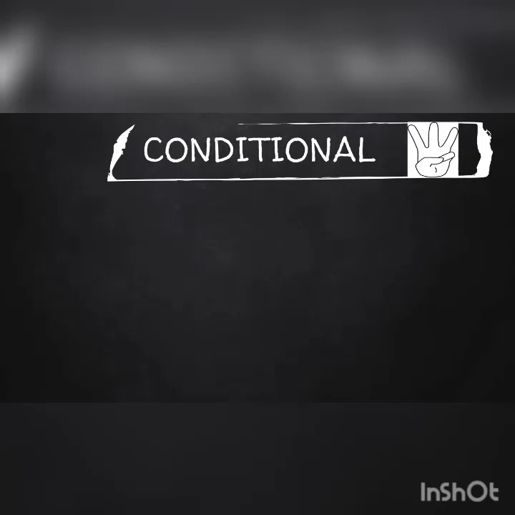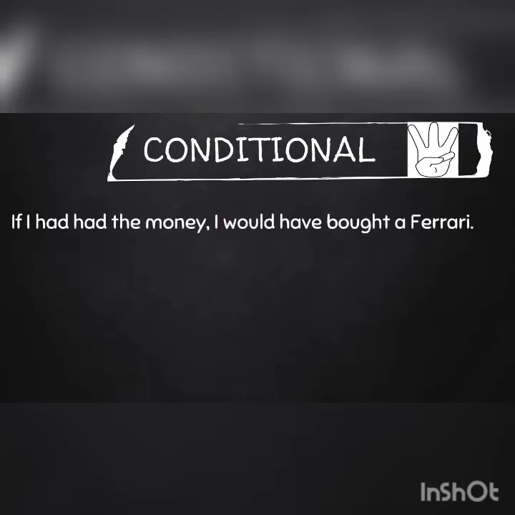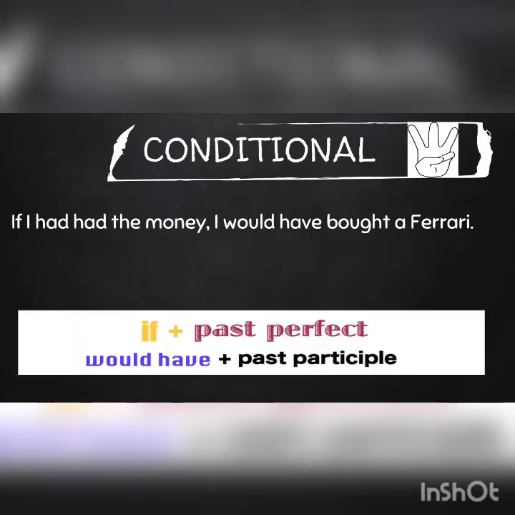So for our example, if I had had the money, I would have bought a Ferrari, comes the following structure. If plus the past perfect, so here we have if I had had the money. Had is the past perfect of the verb have, plus would have plus the past participle. I would have bought. Would have bought, we have would have plus bought. Bought is the past participle of the verb buy.